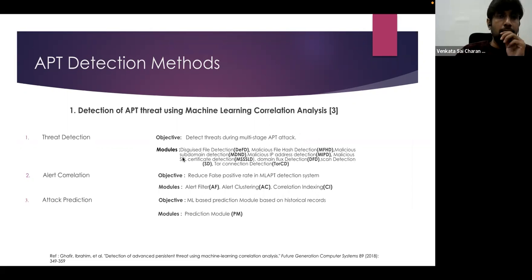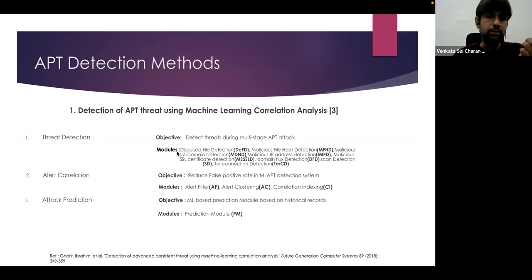What they have done is collect the network traffic in promiscuous mode, and all that network traffic is sent to the series of sub modules that they have designed.